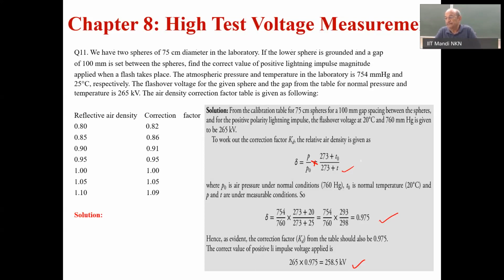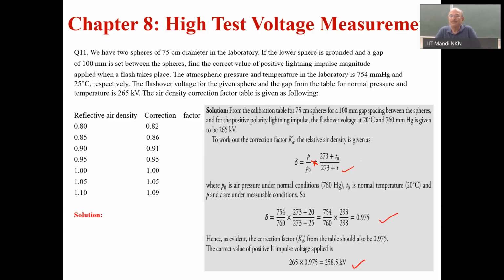Okay. So the breakdown voltage at this temperature and pressure, because you have made a breakdown, you don't know how much voltage you have applied. You are measuring the voltage. 265 you got from the table. So the actual voltage of breakdown, that means the actual voltage applied on the sphere, is 258.5.